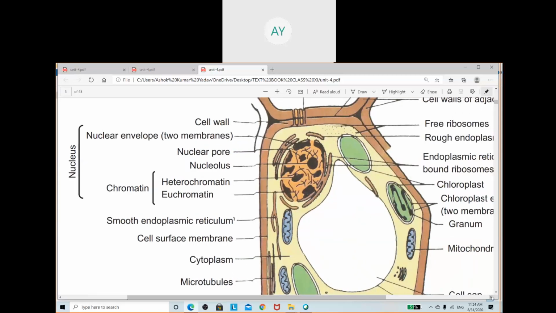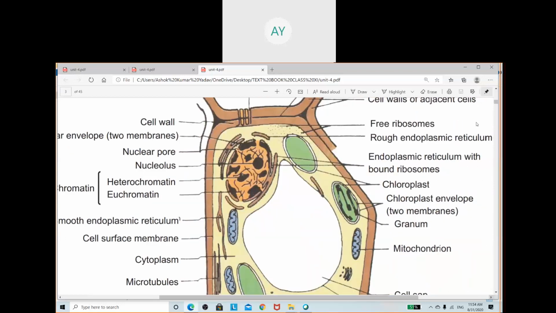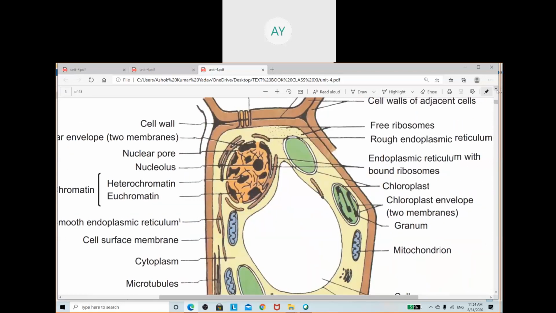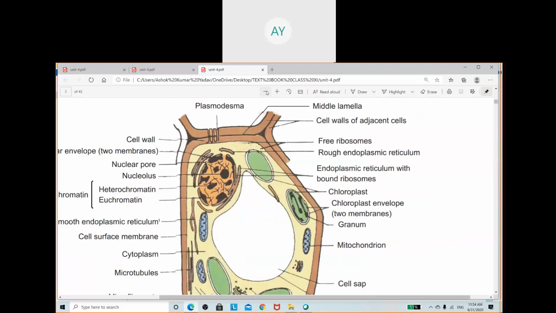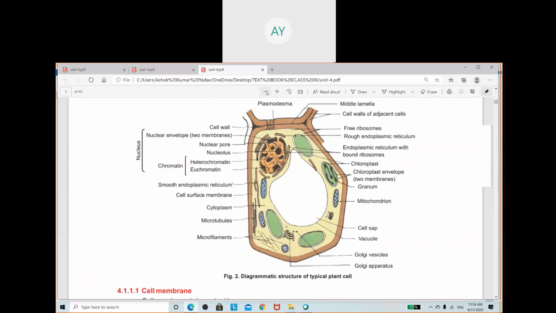Don't take any pressure, try to draw. When you are not able to draw, then I will explain one by one how you can draw this diagram. So first of all, try to draw this structure of a plant cell. The major cell organelles inside the plant cell are the nucleus, then the chloroplast, then the endoplasmic reticulum.